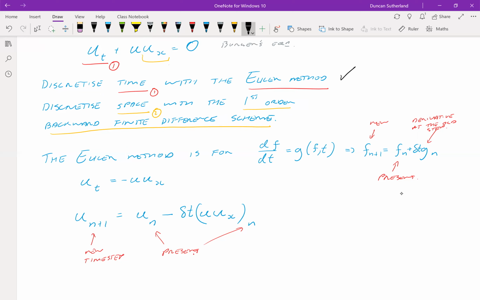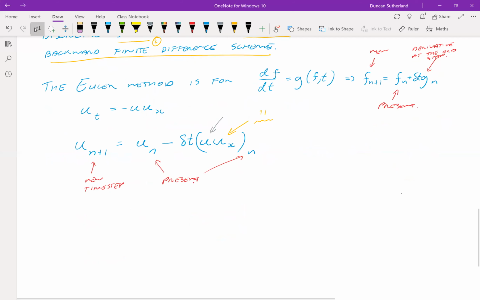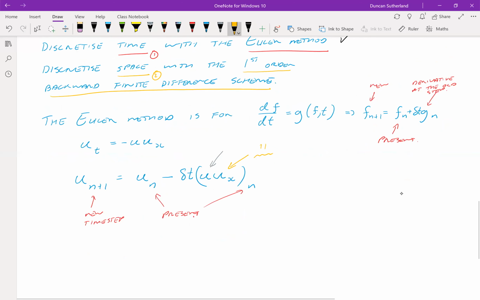We need to handle u_x. All right, because u is just u, right? We know what that is. We're not so sure what this is at the moment. So let's figure out this, and let's work out what first order backward finite difference scheme means.